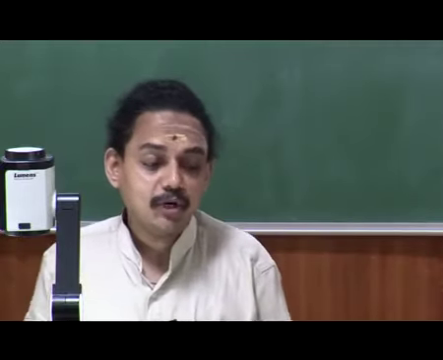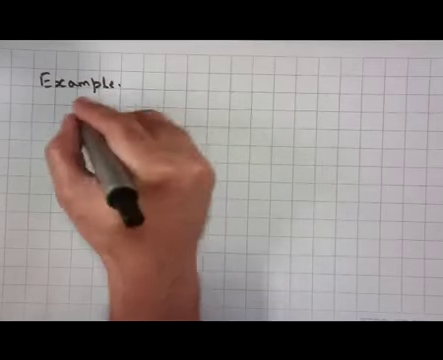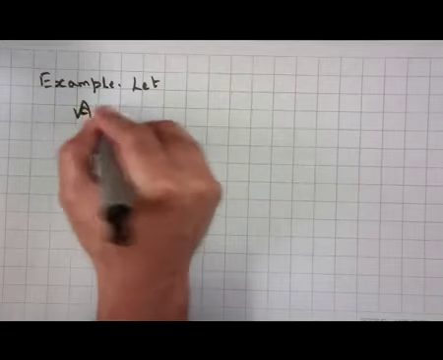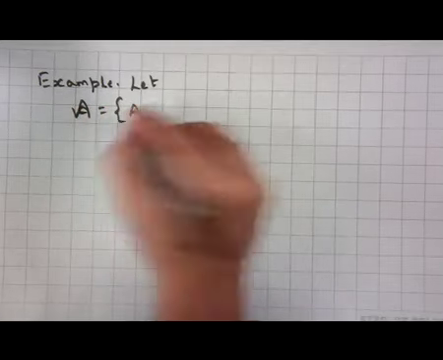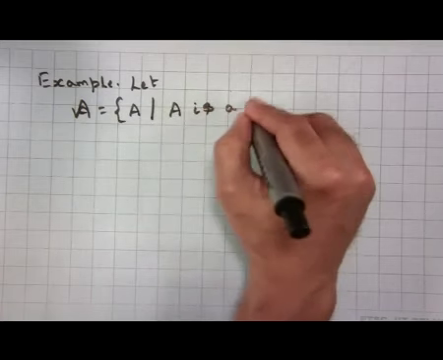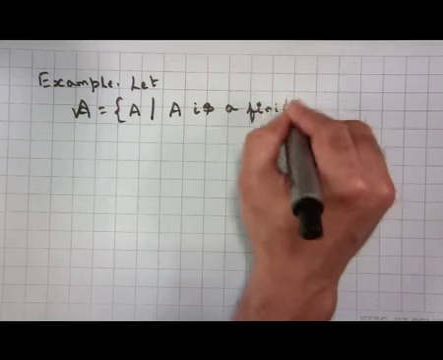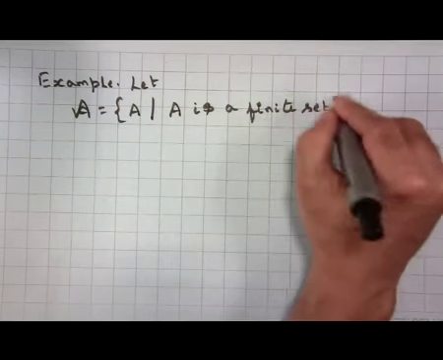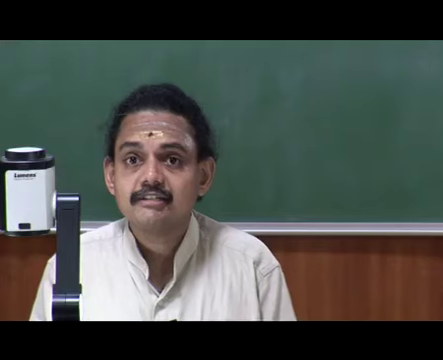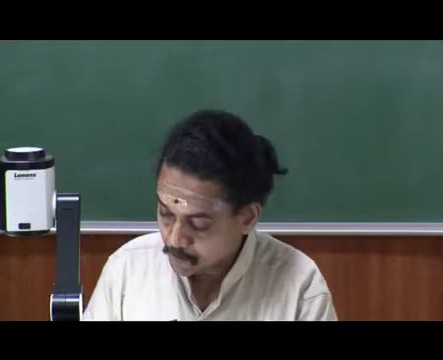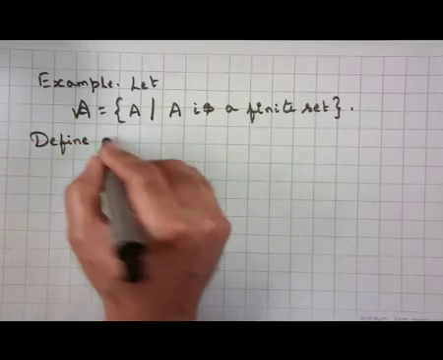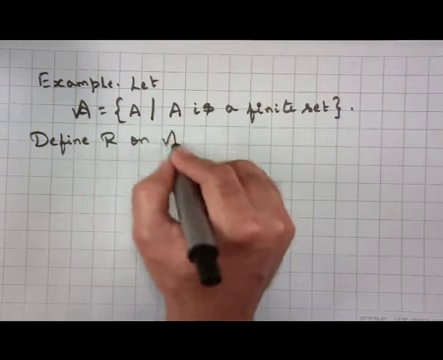Now, let us do one more example. Let script A equal to all those A with the condition that A is a finite set. This script A consists of all sets which are just finite sets. So, define R on script A as follows.